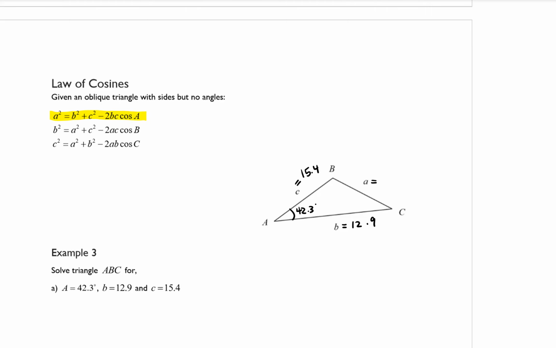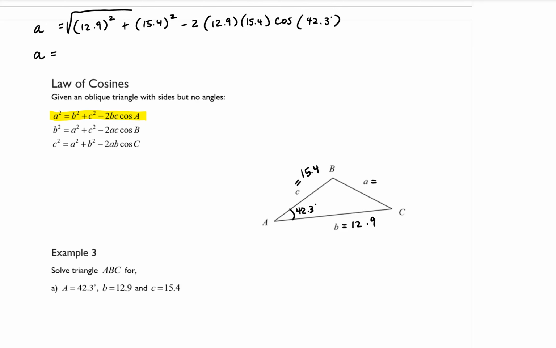So we get that a squared is equal to b squared, which is 12.9 squared, plus c squared, which is 15.4 squared, minus 2 times 12.9 times 15.4 times cosine of A, which is 42.3 degrees. Wow, that's a lot. And so a is actually going to equal the square root of all of that. So just take the square root here.